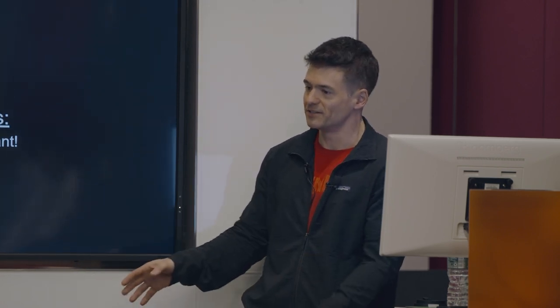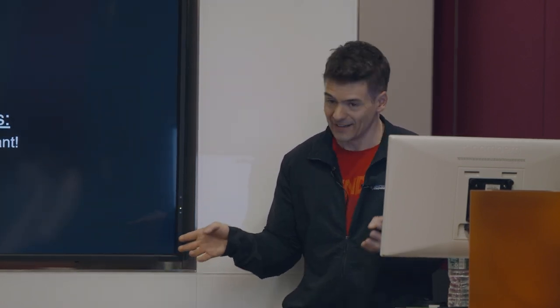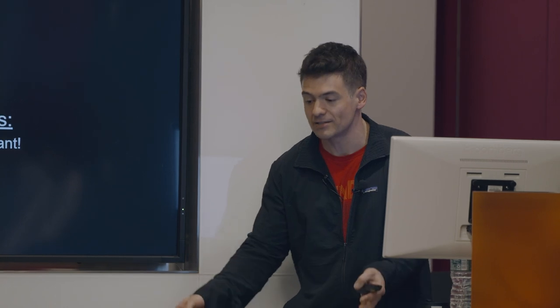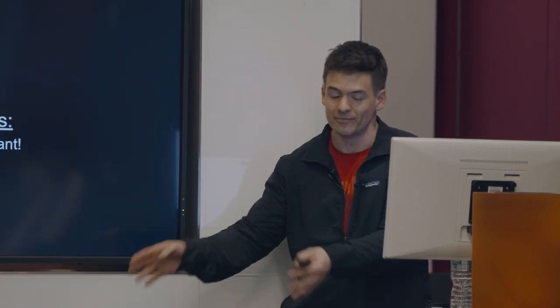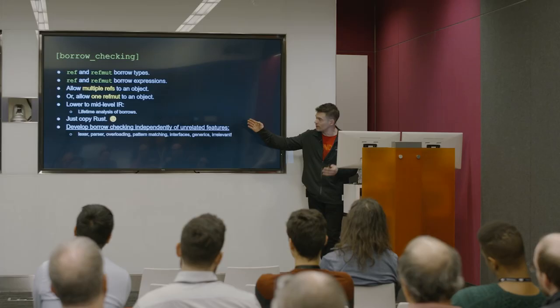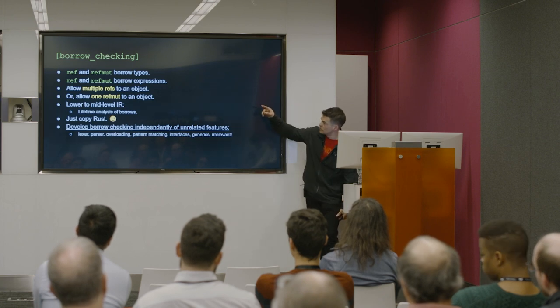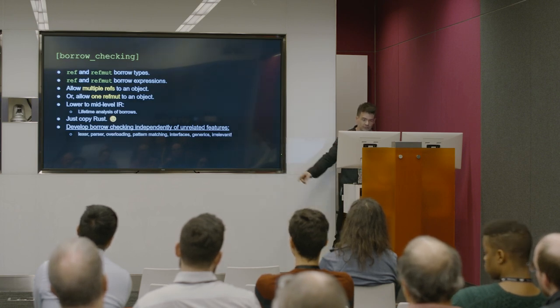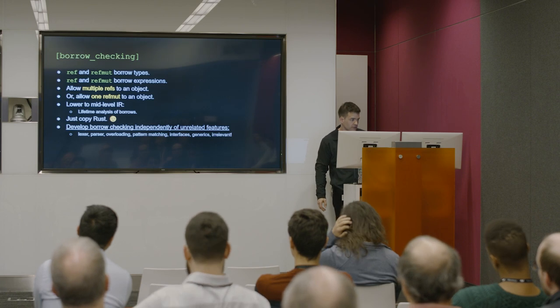People say C++ is intrinsically unsafe, and that's not the case. It just hasn't been safe so far because there haven't been safety features in it. But if we add borrow checking, then if you write stuff using the ref and ref mut types and expressions, it will be checked by the borrow checker.